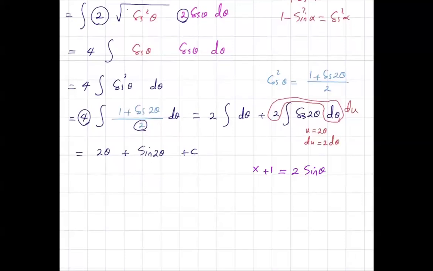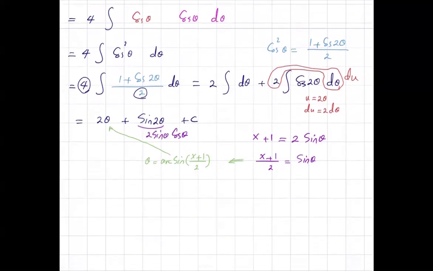Perfect. So what do we have here? From this relation that 2 sine theta is equal to x plus 1, divided by 2 is equal to sine theta. What's the meaning of that? It means that theta is arc sine of x plus 1 divided by 2, which goes here. For sine 2 theta, this guy can be written as 2 sine theta cosine theta.